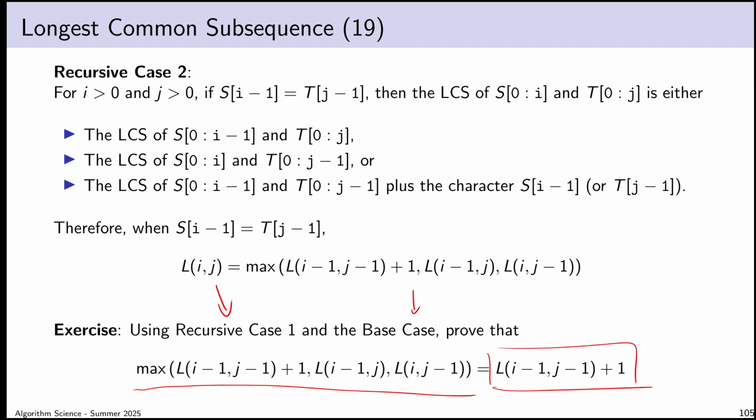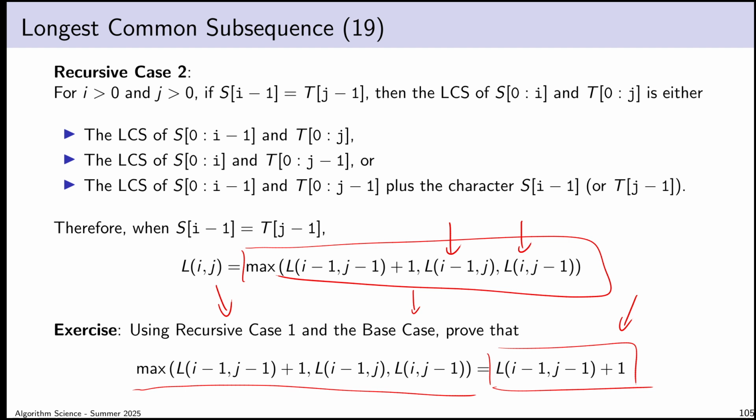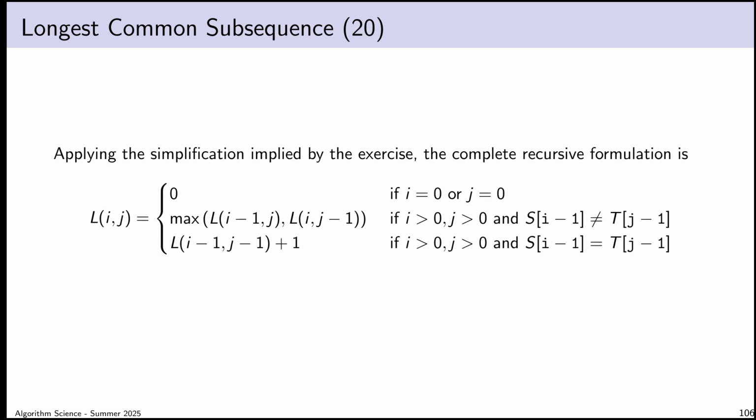So although formally we should consider the case where we don't include that last character in the longest common subsequence, it turns out that the value of L I-1 J-1 all plus 1 is always greater than or equal to either of the other two possibilities. So therefore this can be our recursive case number 2 by itself. That leads us to this recurrence. Now, as I said, the explanation that I just gave, even as I was giving it, I didn't really like it very much.